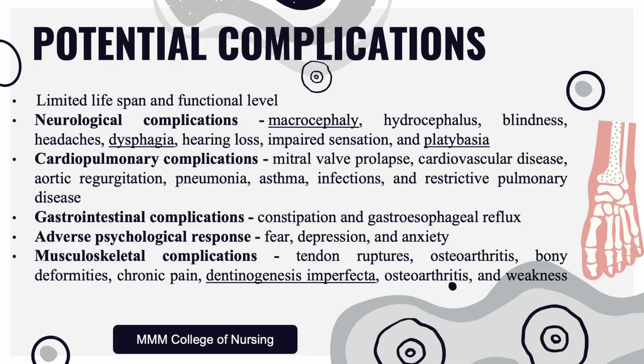Cardiopulmonary complications include mitral valve prolapse, cardiovascular disease, aortic regurgitation, pneumonia, asthma, infections, and restrictive pulmonary disease. GI complications include constipation and gastroesophageal reflux disease. Adverse psychological responses that can occur are fear, depression, and anxiety. Musculoskeletal complications include tendon ruptures, osteoarthritis, bony deformities, chronic pain, dentinogenesis imperfecta, which is a genetic disorder that affects the dental layer of the teeth, causing internal structural issues, and weakness.